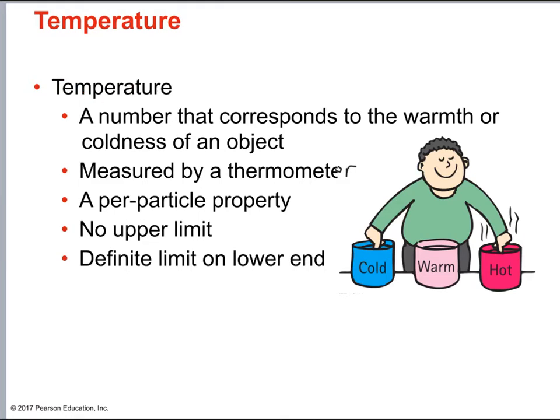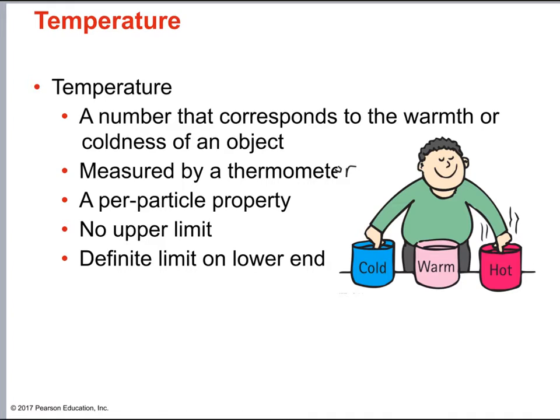Temperature is a number that corresponds to the warmth or coldness of an object. And we know that temperature is measured by a thermometer. What's maybe not clear is that temperature is an example of something called a per particle property. And we'll talk about what that means in just a second.